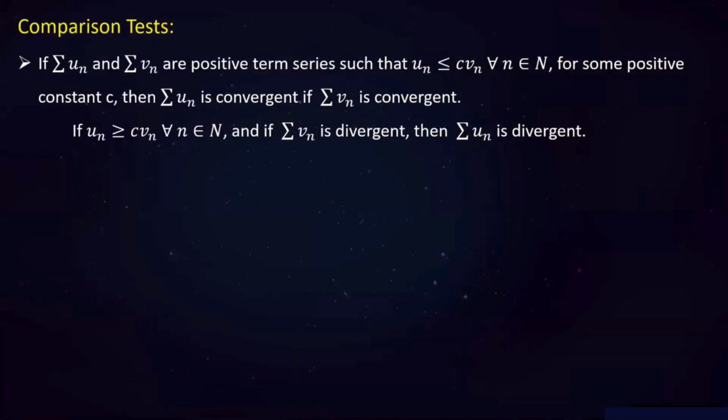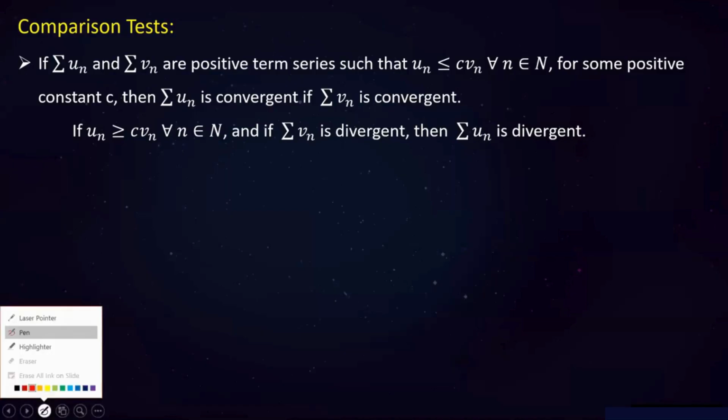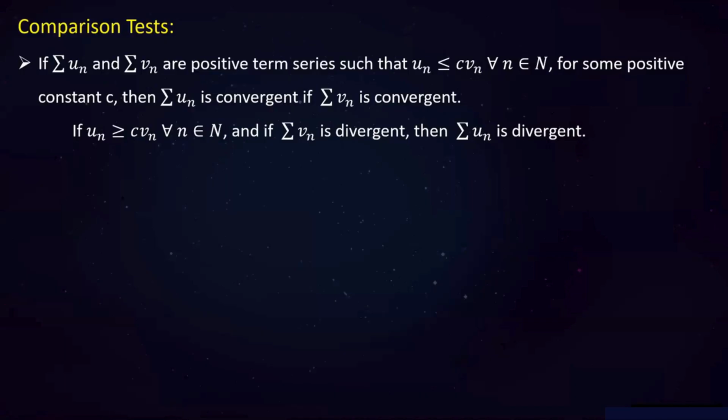Right. Comparison tests. When you are given two series of positive terms, let us say summation un and summation vn, when you know the convergence of one series, depending on that, we can find the convergence of the other series.